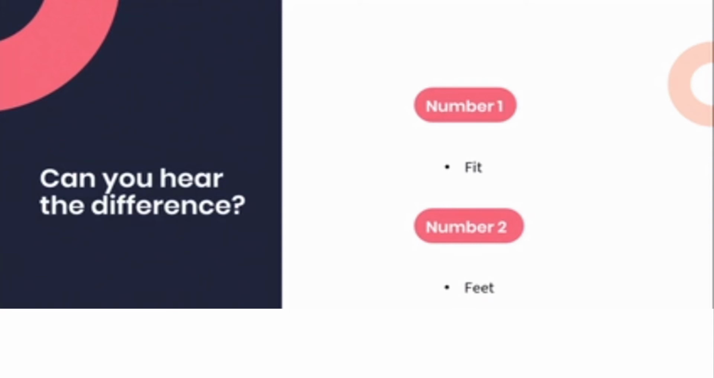Now, the next sound that you may struggle to pronounce is the short i sound. Some examples of words that contain the sound are fit, kit, and sip. Can you hear the difference between these two words? Number 1, fit. Number 2, feet. Can you hear the difference? Can you hear that one sound is long and the other sound is short? Listen again.